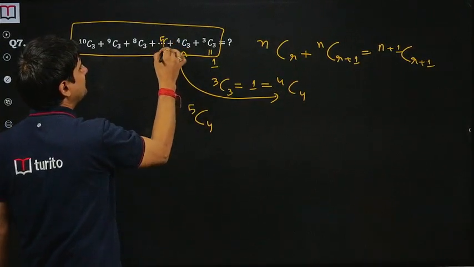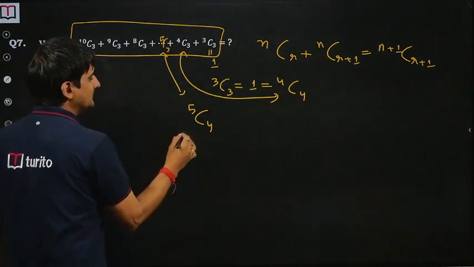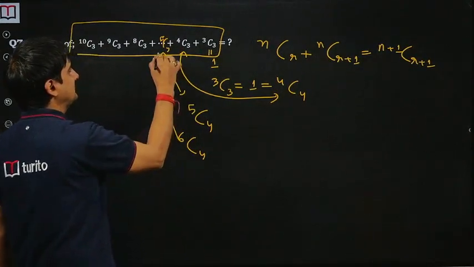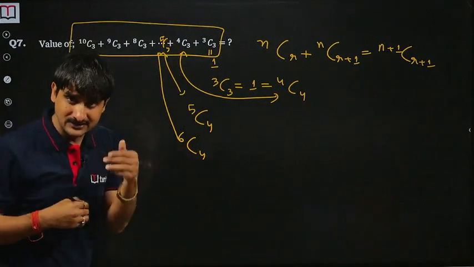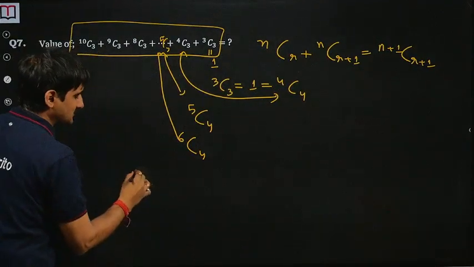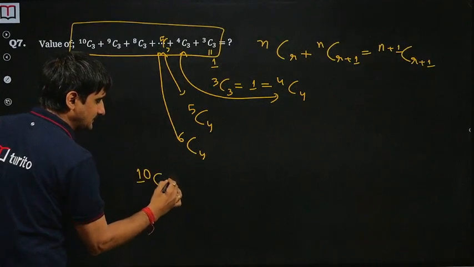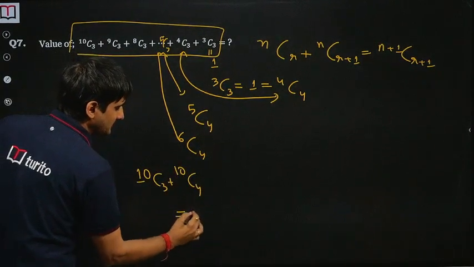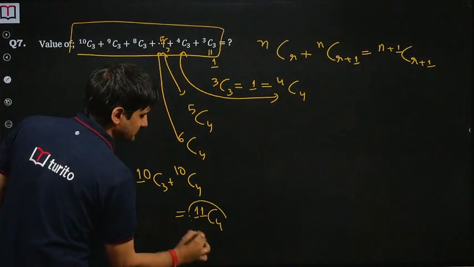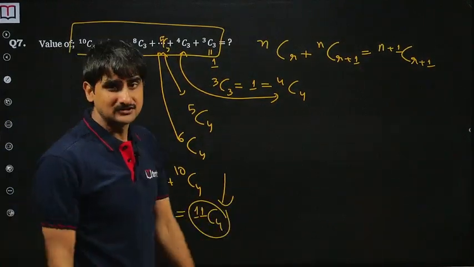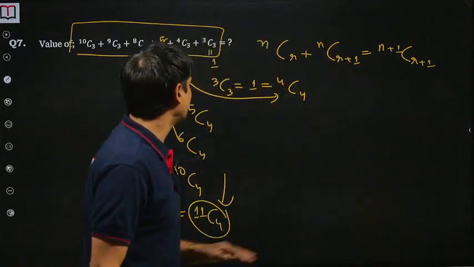So here it will be 5C3. Combine these two, so it will be 6C4. Here it will be 6C4, 6C3, so 7C4. So we are moving in that direction. So last will be 10C3 plus 10C4. It will be 11C4. So that should be the answer of this one, okay, using this property.